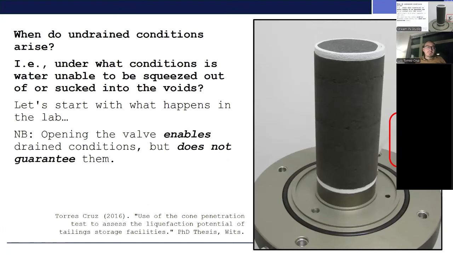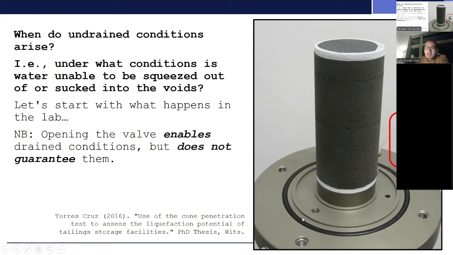Now, let's go back to that question of when do undrained conditions arise? In other words, under what conditions is water unable to be squeezed out of the voids of contractive soils or sucked into the voids of dilatant soils? So let's start with perhaps the simple scenario, which is what happens in the lab.